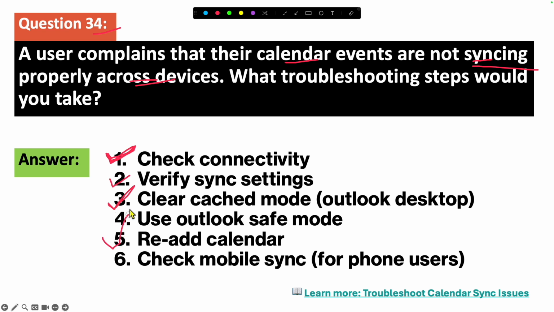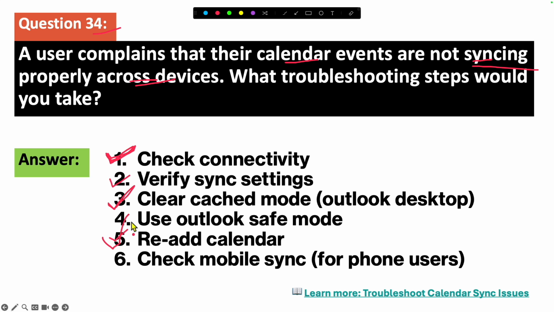An additional point is you can use Outlook in safe mode. Safe mode is useful if you have any add-in issues or conflicts. You can launch Outlook by going to outlook.exe /safe in the Run command. When you run it, it opens in safe mode. So that's how you do it.